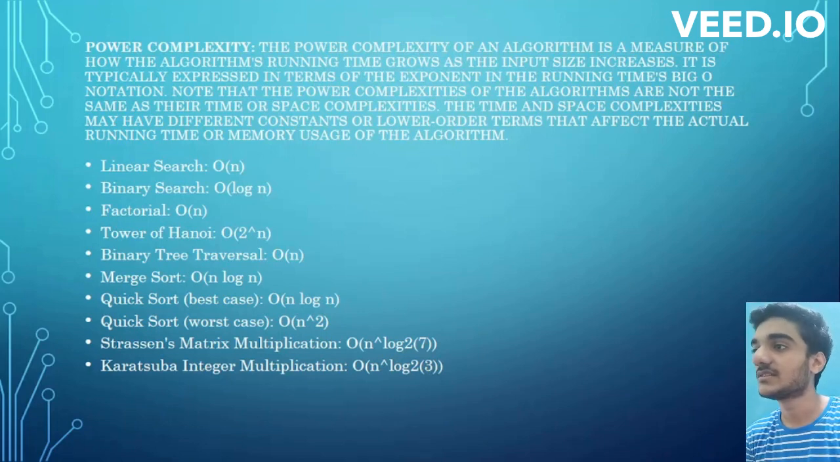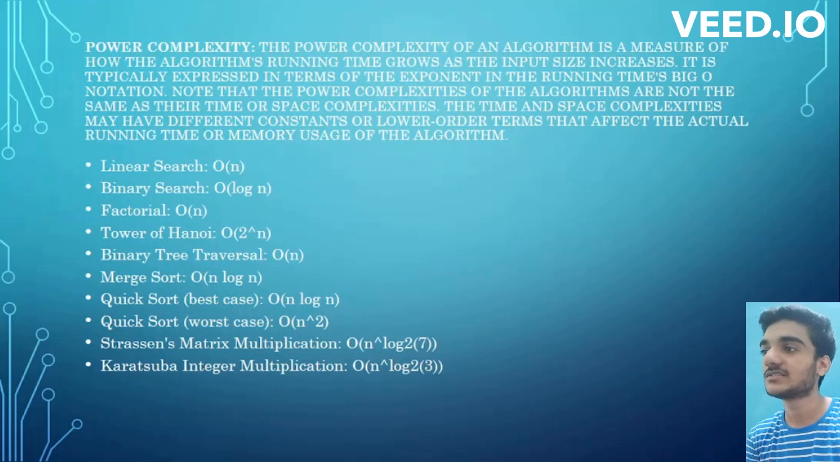Power complexity of linear search is n, binary search is log n, factorial n, tower of Hanoi exponential, binary tree traversal n, merge sort n log n, quick sort best case n log n, quick sort worst case n square, Strassen's matrix multiplication n power 2.81, Karatsuba integer multiplication n power log base 2 of 3.